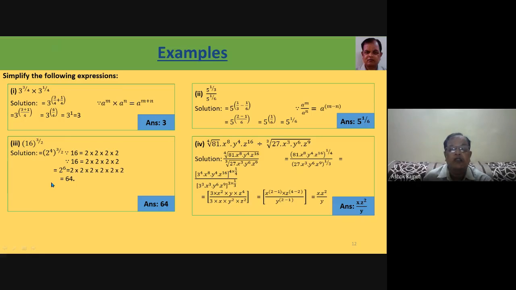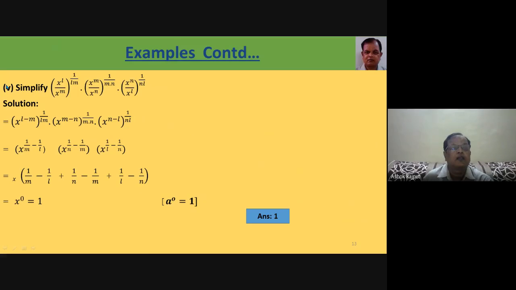Now we are going to explain other problems of this type, as this is a very important problem and it mostly comes in exams also. It is written: simplify x raised to the power l by x raised to the power m, bracket closed, raised to 1 by lm, and in the same way x raised to the power m by x raised to the power n whole to the power 1 by mn, x raised to the power n by x raised to the power l, 1 by nl.